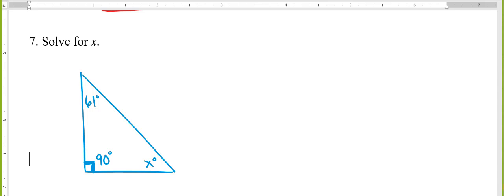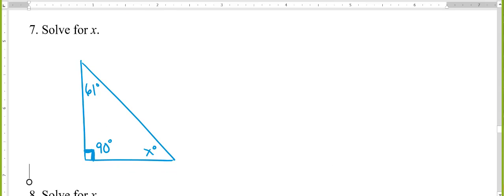Add them up. Okay. Walk me through it. 61 plus what? 90. Good. Plus what? X. Good. Equals. What do they all add up to? 180 degrees, always.